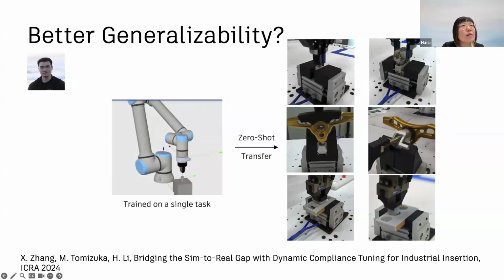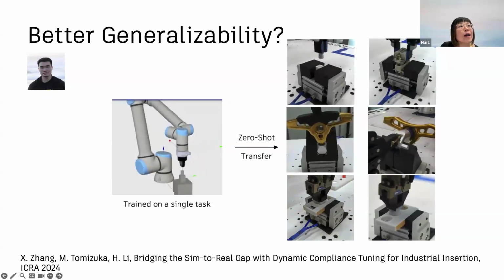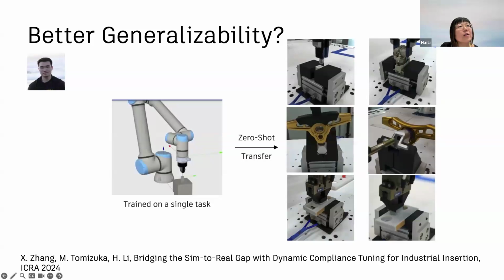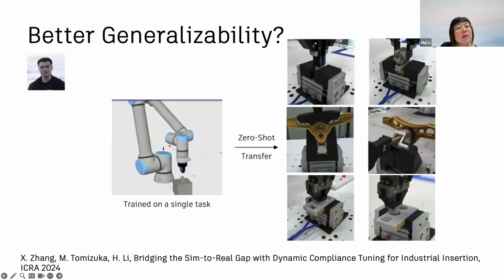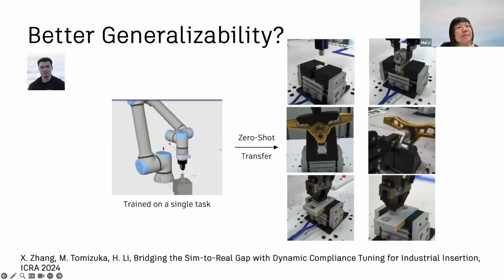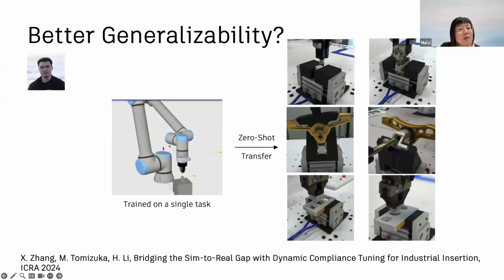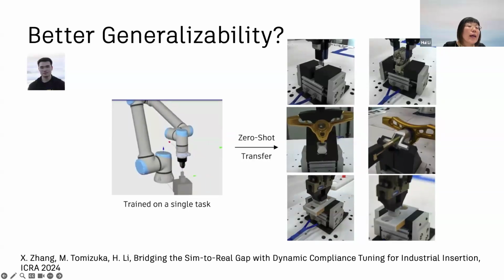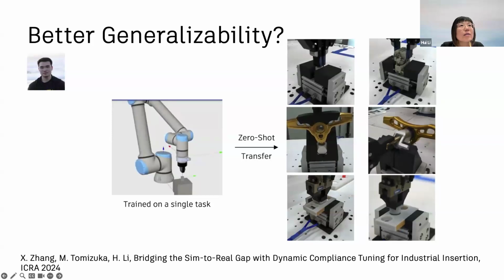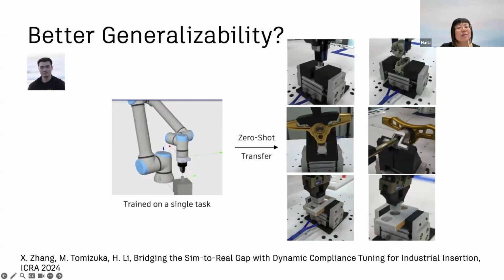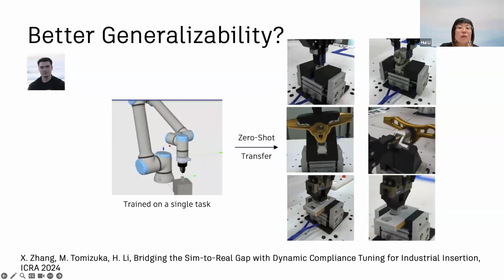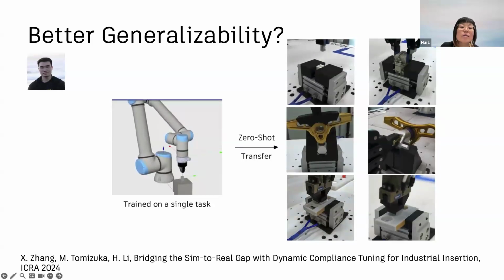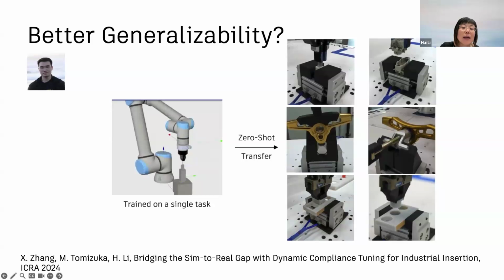So far, the work I've talked about hasn't really looked at generalizability. In this work, we propose an approach to see: can we train on a single task in simulation and have that generalize to very different assemblies, ranging from electronic connectors to some real industrial parts to 3D printed tight peg and holes.